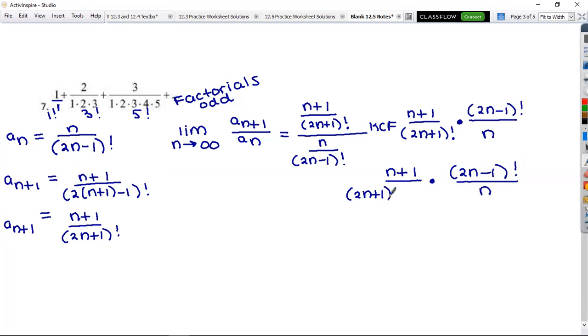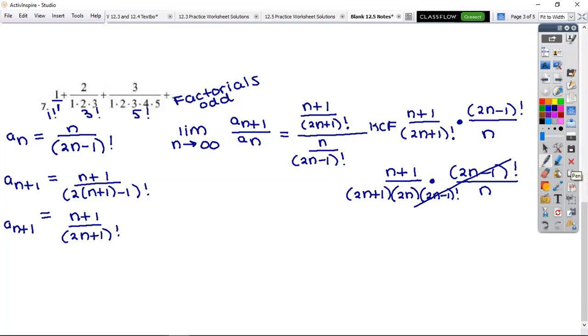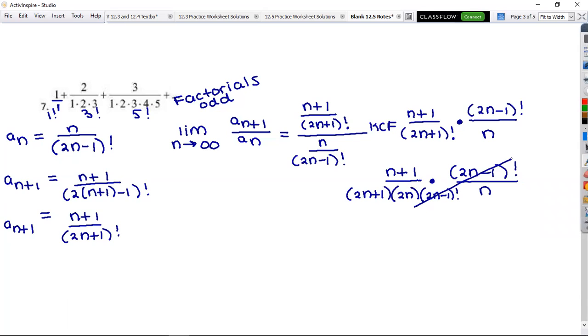All right, now I go to the next term. Minus 1, the next term would be 2n. Still not there. Go one more. Minus 1 would give me 2n minus 1 factorial. Can I stop? Yeah, there you go. So those are gone now. You've simplified it and gotten rid of your factorial, which is good. And now I need to put this mess together.